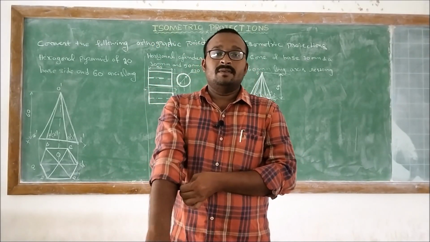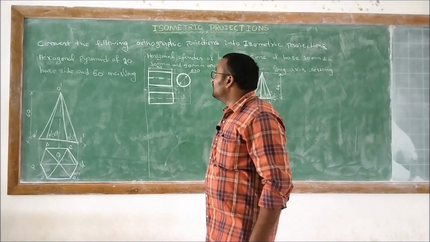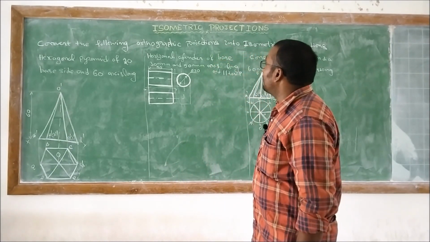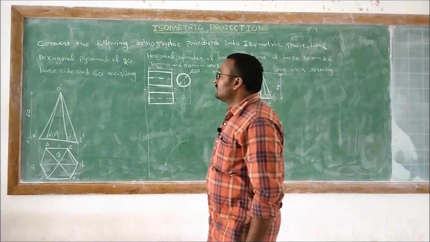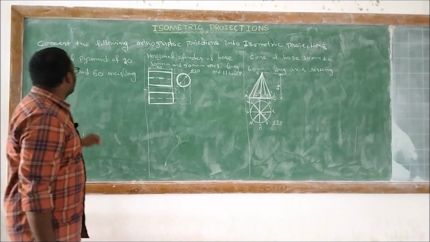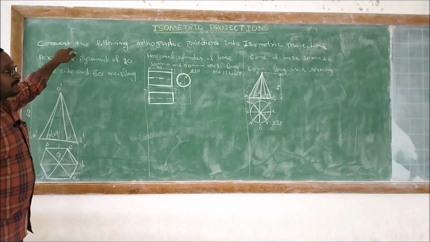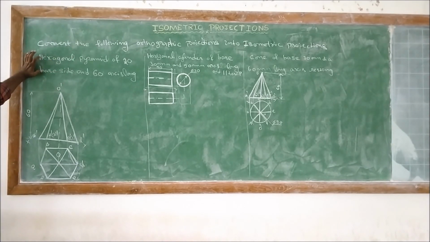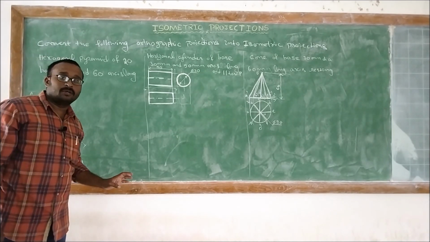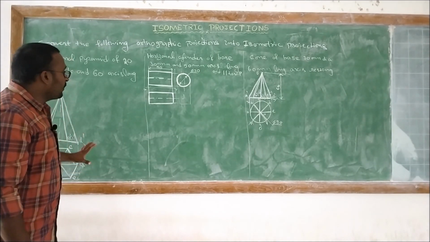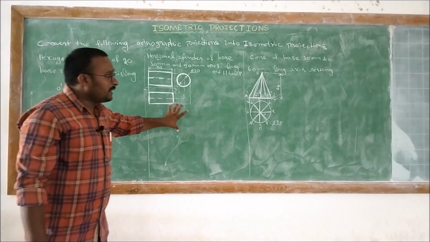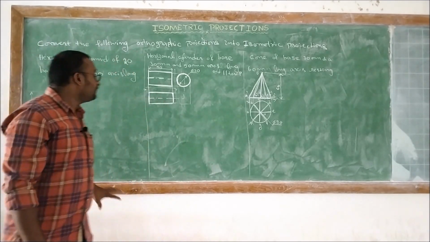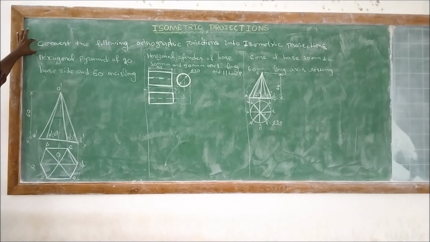In today's class we are going to discuss some more problems on isometric projections. So here the problem is: convert the following orthographic projections into isometric projections. Here the first problem is a hexagonal pyramid. In earlier classes we discussed prisms, and here we are going to discuss one pyramid, one cylinder and one cone problem. So convert the following orthographic projections into isometric projections.